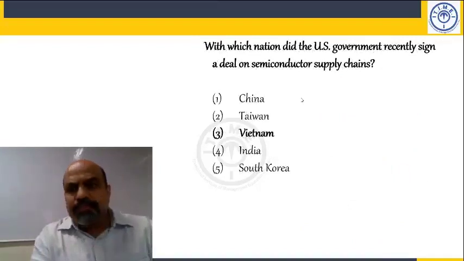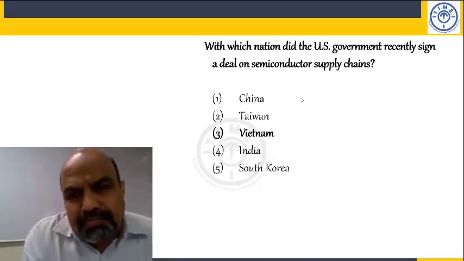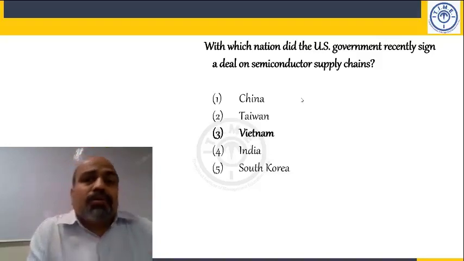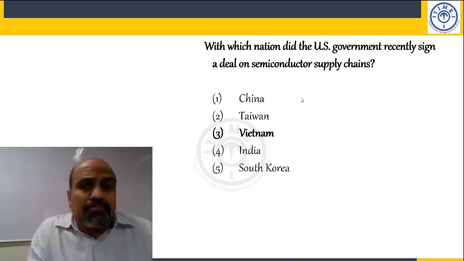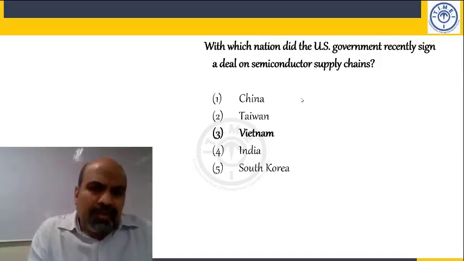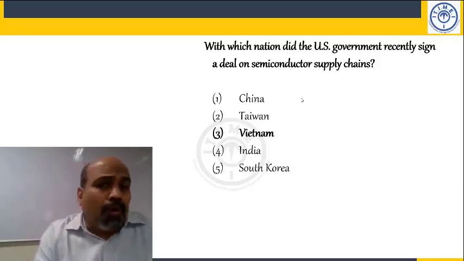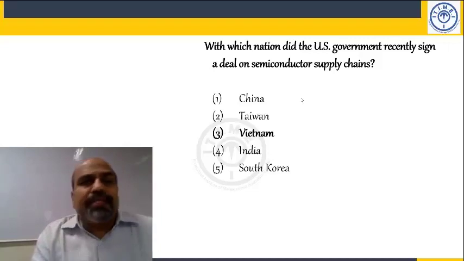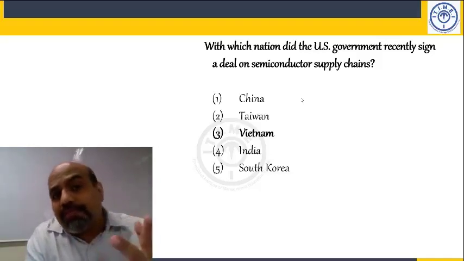With which nation did the US government recently sign a deal on semiconductor supply chains? Supply chains across industries are experiencing a lot of stress. One of the major things that's caught the attention of India, China, Japan, United States is semiconductors, chips or small fabrications. Now, Vietnam has been a historical enemy of the United States. Vietnam and America went to war for 20 years, just a tad short of 20 years. They went to war in November 1955, ended the war in April 1975. From 55 to 75 they fought.